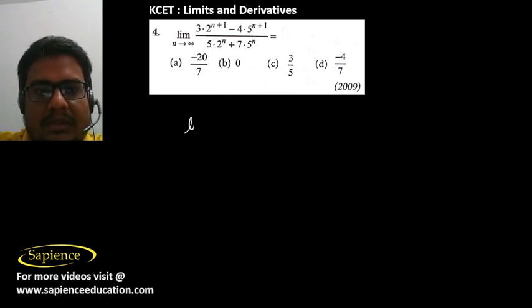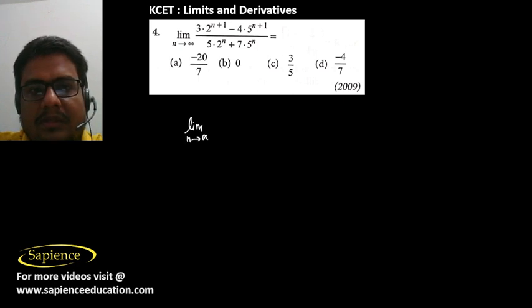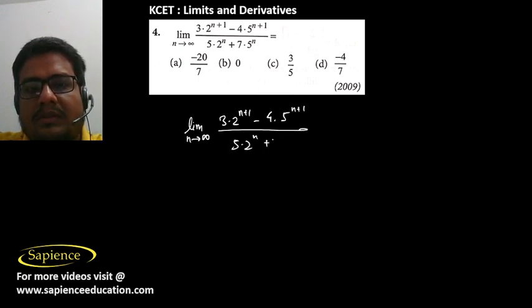It is told that limit n tends to infinity, (3 into 2 power n plus 1 minus 4 into 5 power n plus 1) by (5 power 2n plus 7 into 5 power n), that is equal to how much?